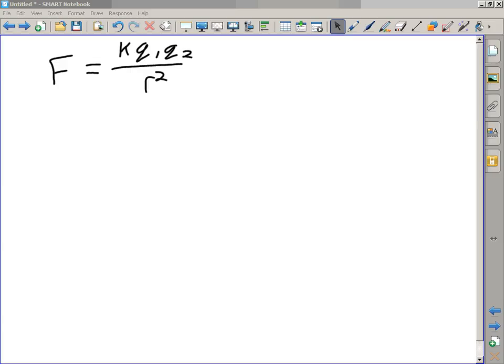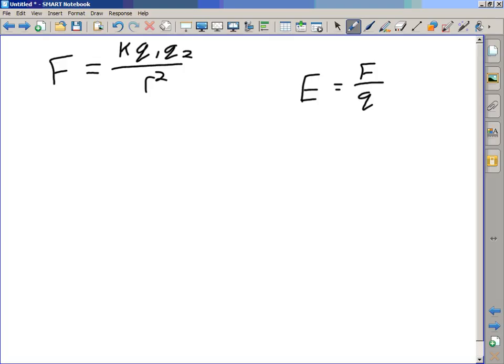Then I came over here for electrical fields, and I said an electrical field is defined as E equals F over little q.